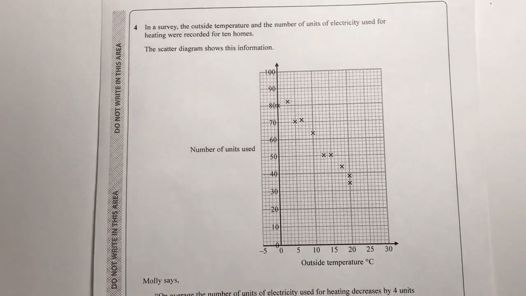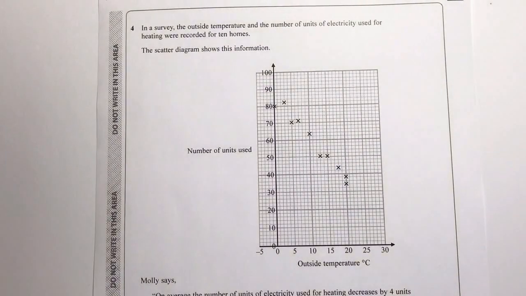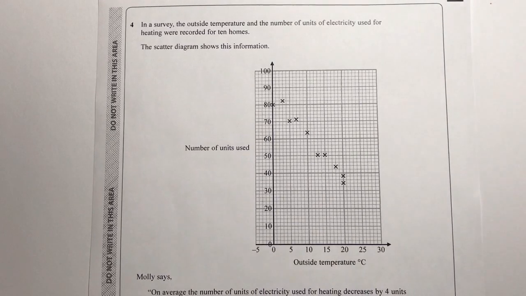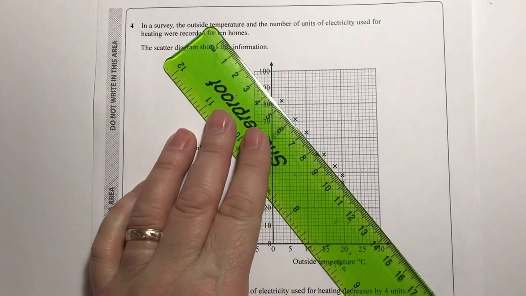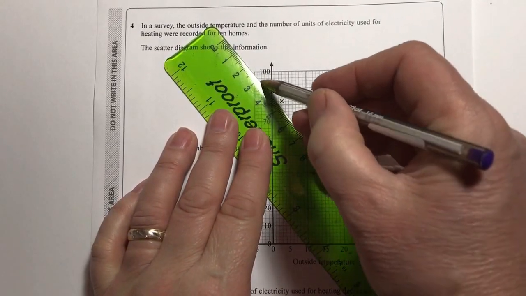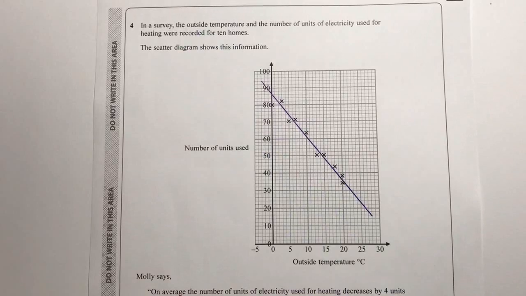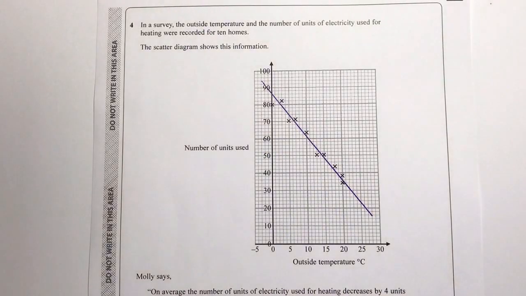In question number 4, we've got a survey. It's real life maths, where they talk a little bit about what actually happens in the real world. So we've got the outside temperature and the number of units of electricity for heating were recorded for 10 homes. A scatter graph shows the information. As soon as you see a scatter graph, the best thing to do is draw a line of best fit, because you can guarantee that you're going to need to use it. So it's always a good idea to draw a line of best fit.